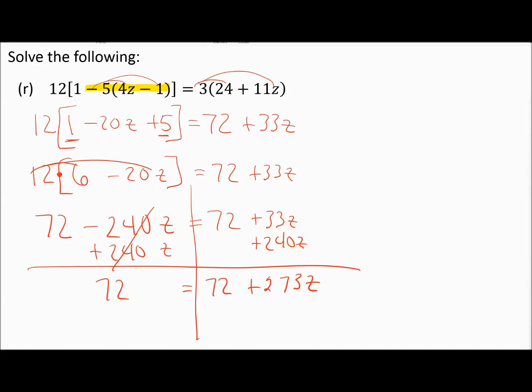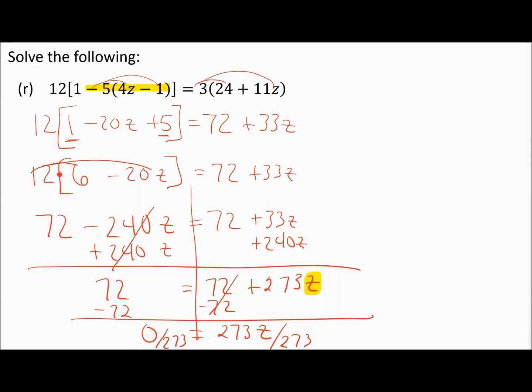Now remember, what I'm trying to do is leave the Z alone and move everything else. So the next thing I'm going to do is subtract 72. So I have 0 equals 273Z. Now that's weird, isn't it? But it's right. So the last step, remember, is you divide by the coefficient. So I divide by 273. Well, 0 divided by 273 is just 0. So Z equals 0. And we can check it.